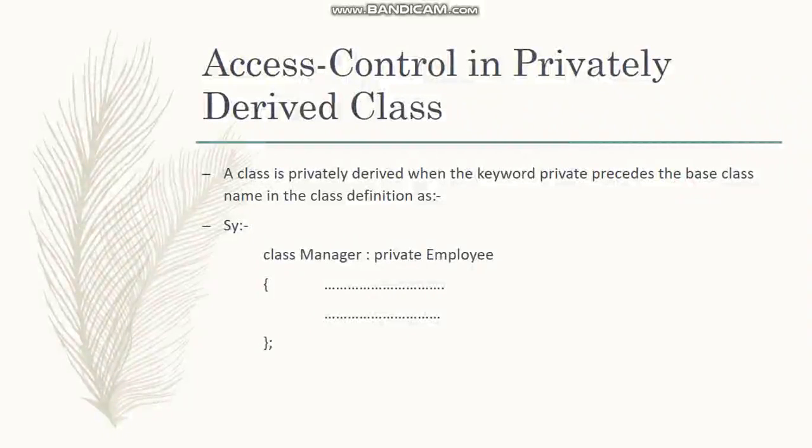The keyword private specifies that the public and protected members of the base class are directly accessible by the member functions and friends of the derived class, as if they are the private members of the derived class. The public and protected members of the base class become private members of the derived class in the private derivation. The object of the derived class cannot access them directly.